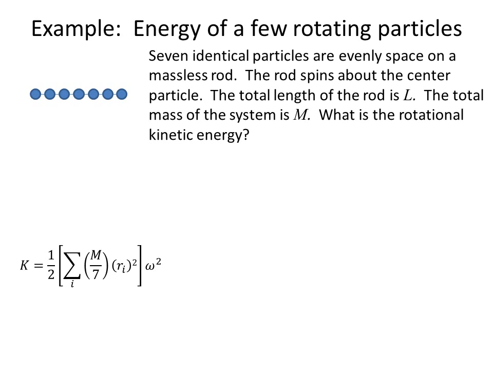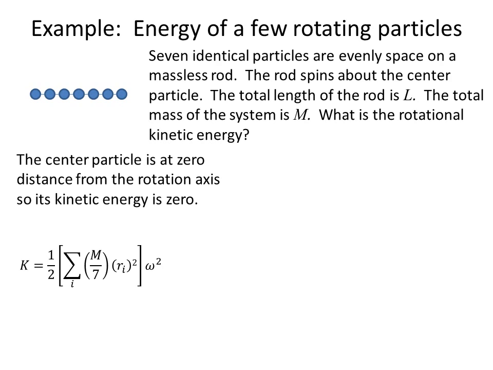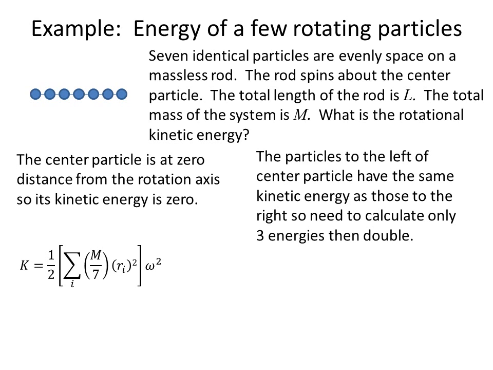Now let's think about the problem a little bit. The center particle is at 0 distance from the rotation axis, so its kinetic energy is 0, so we don't have to worry about that one. The particles to the left of the center particle have the same kinetic energy as those to the right of the center particle, so there's no need to calculate all of them. So in the end, we only need to calculate 3 energies and then double the result. So we're looking at those 3, which are at L divided by 6, and L divided by 3, and L divided by 2 away from the center axis.